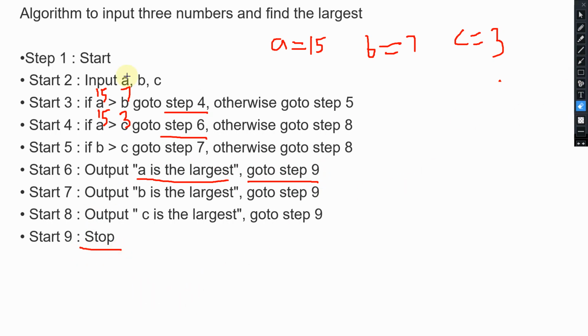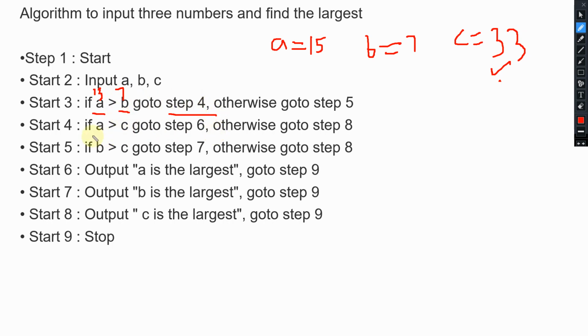Now consider three different values of A, B, C again. This time I'm considering that C is 33. So here you can see that the largest is this one. So see how it works. Is A more than B? Yes, it is. 15 is more than 7. So go to step 4. When this condition is true, immediately go to step 4.